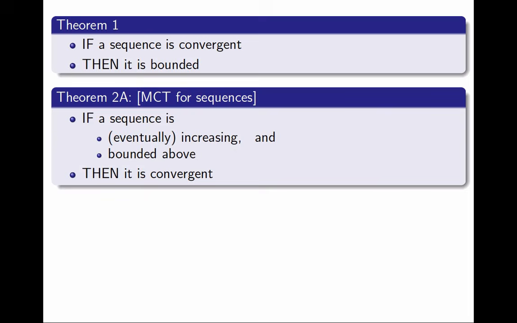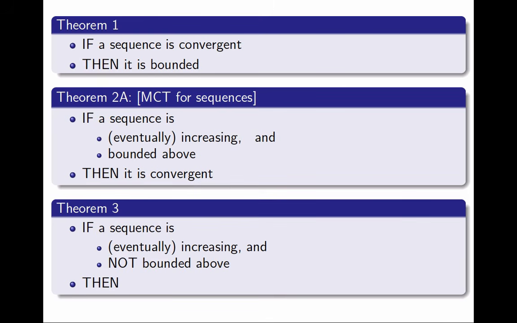Back to the 3 theorems. I am still missing one. According to theorem 2, if a sequence is increasing and bounded above, then it is convergent. What happens if it is increasing and not bounded above? Then it must be divergent to infinity. And that's it. Those are all the 3 important results.